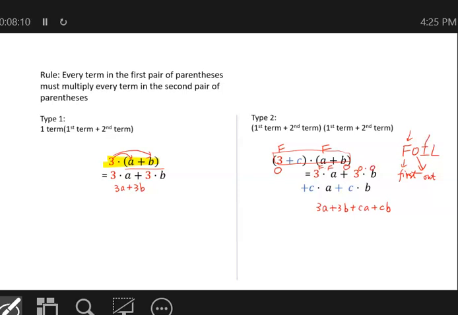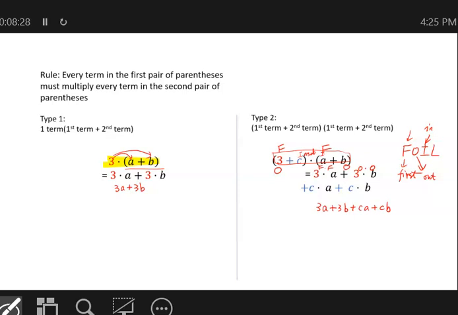And then I means inside. So we have the inside times the inside. Notice 3 and B are both on the outside, and C and A are inside. So we have the inside times the inside, which is C times A.